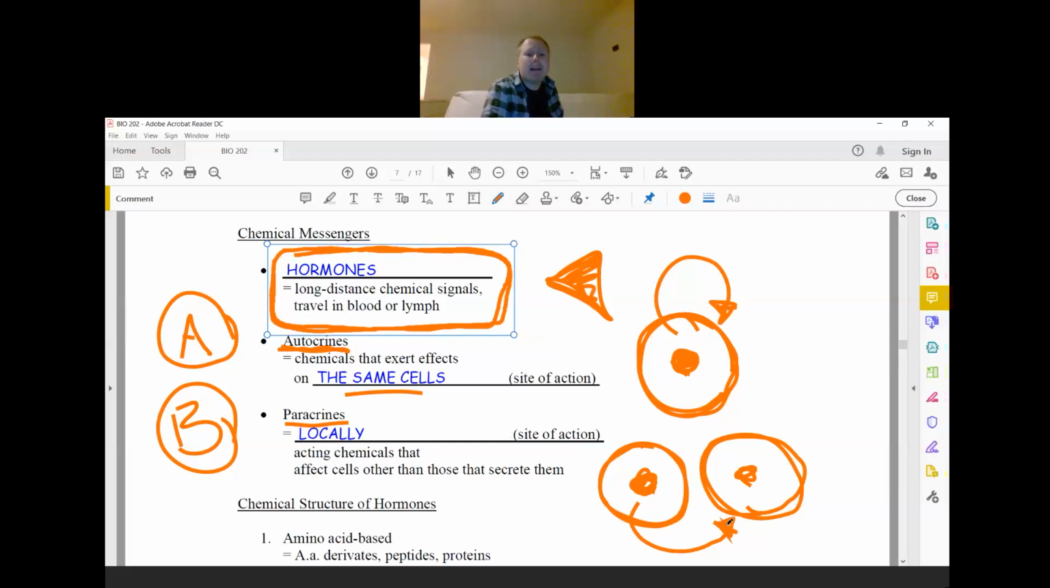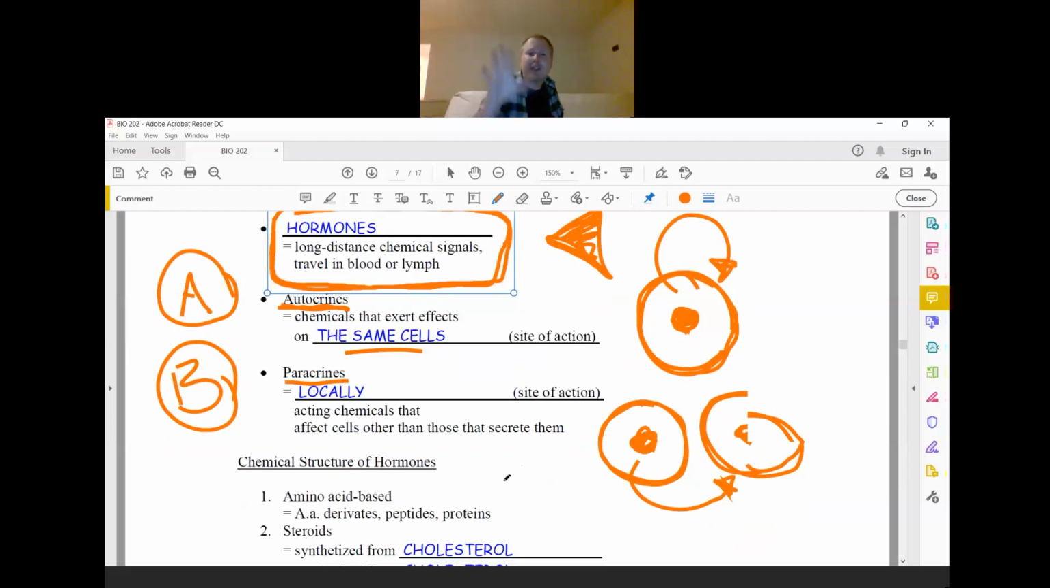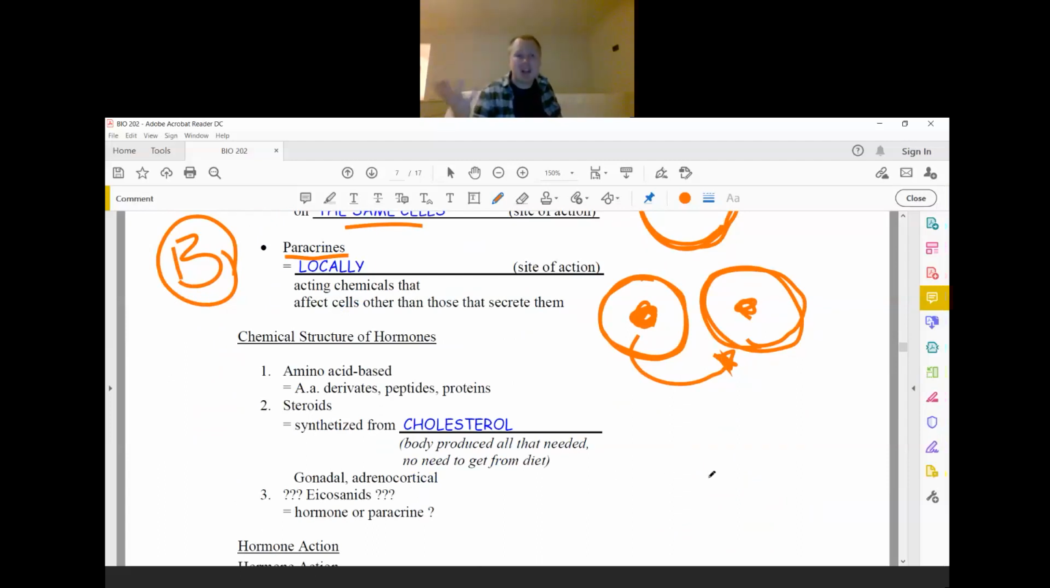In terms of the chemical structure of the hormones, I just wanted to include it for the sake of completeness. We have some amino acid-based hormones. Hormones are often synthesized from cholesterol. That's how we get our steroids. So your body does need to have some amount of cholesterol, but all the cholesterol that you need is actually produced by the body itself. You don't need to get cholesterol from the food. So don't go crazy. Don't eat that cholesterol-rich food just because you think that you need it for hormones.